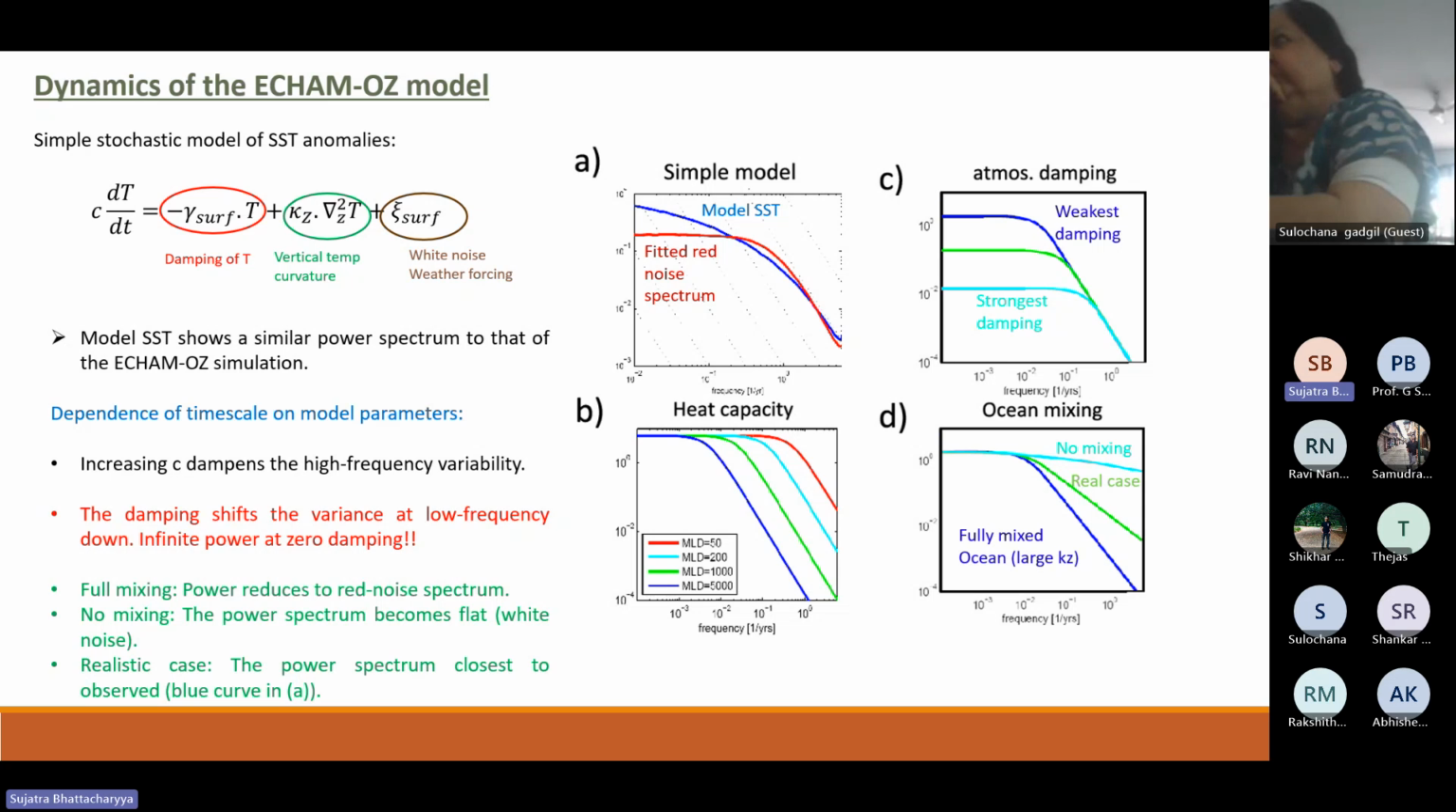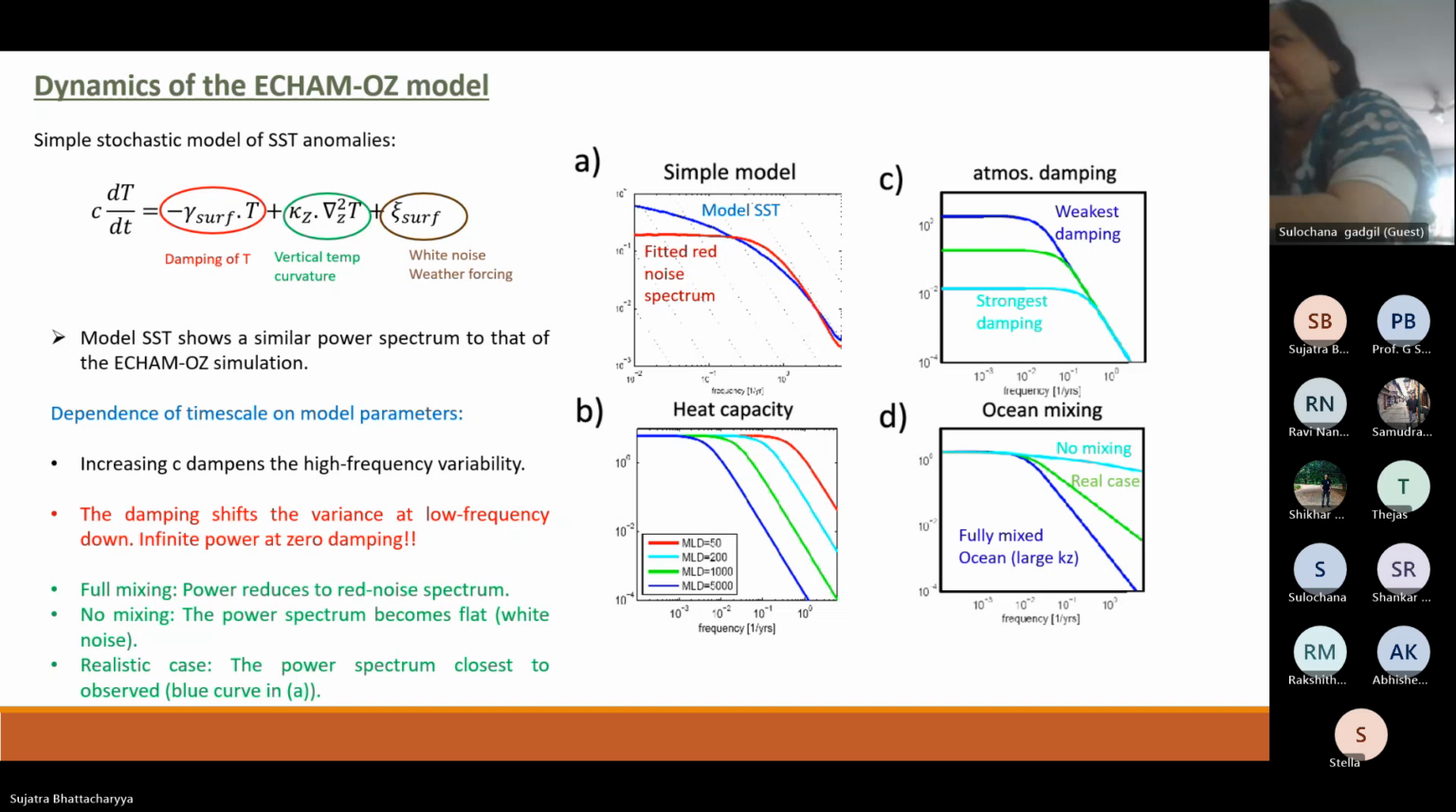Next, what they wanted to address is the dependence of the time scale on these different model parameters. That is, how these different model parameters determine the time scale of the spectrum which we see in this plot. So we have three terms: heat capacity, damping, and the mixing term, which is highlighted on the screen. So we first look at the heat capacity, right?